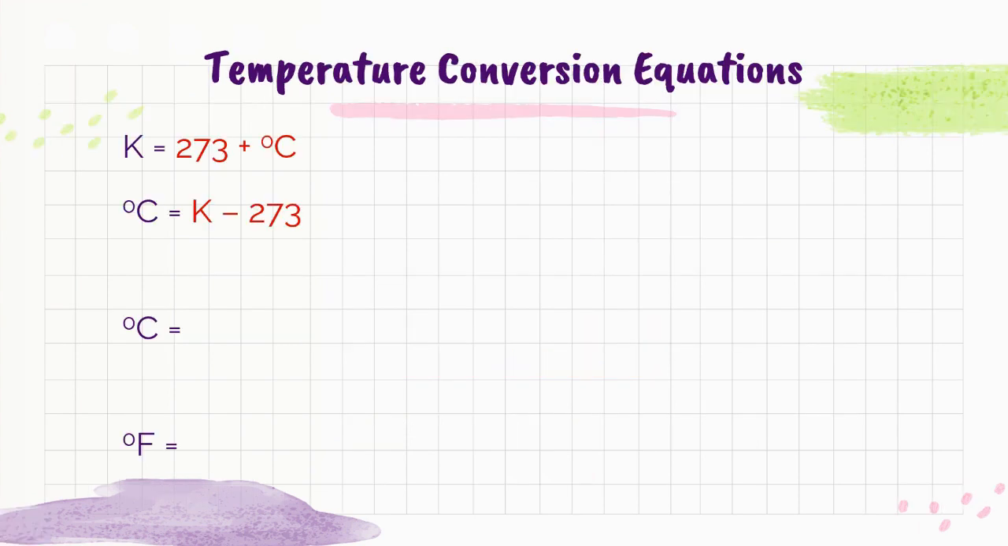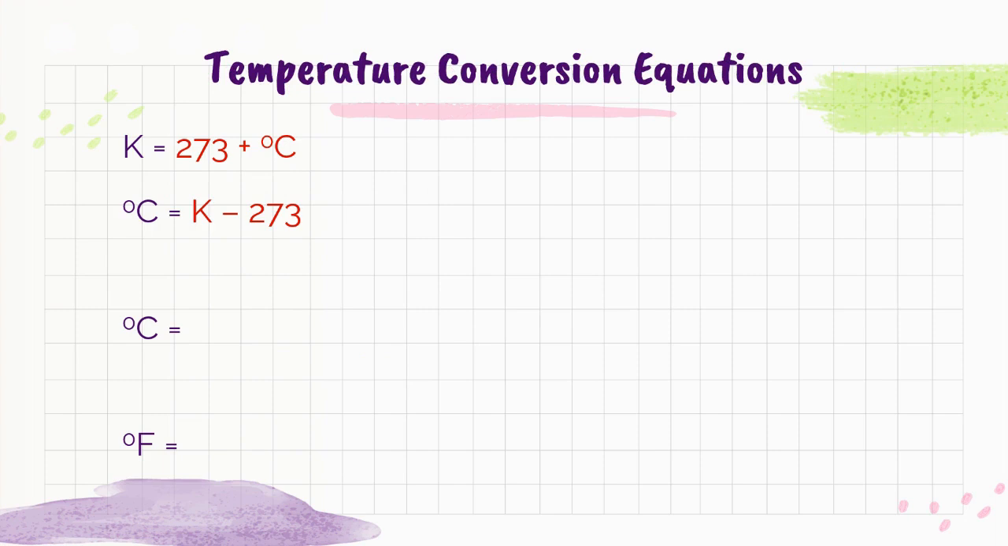So here are a few formulas. 273 plus degrees Celsius is going to give us kelvins. Or if you have kelvins, we'll just rearrange this and solve: subtract 273 from the kelvins, and that gives you degrees Celsius. Okay, so there are two new formulas for converting between Celsius and kelvins.